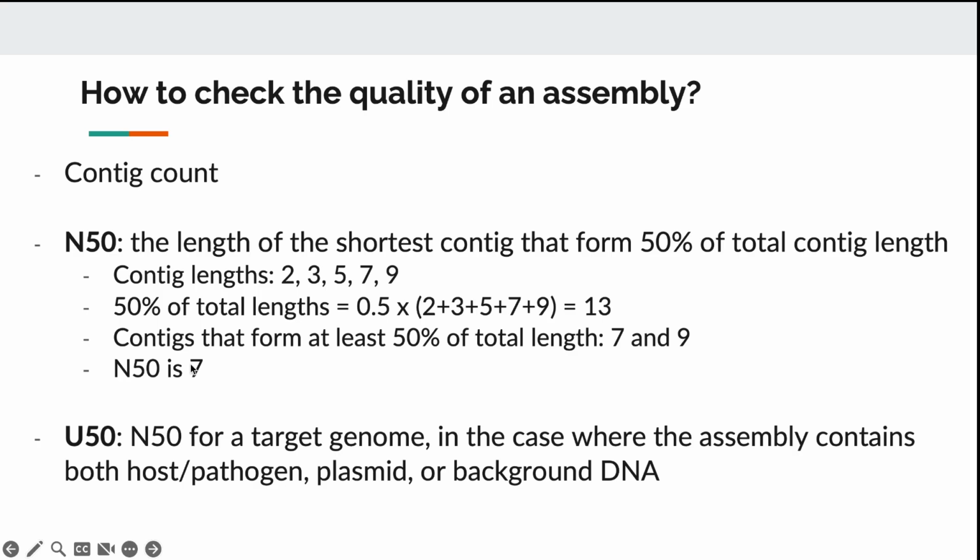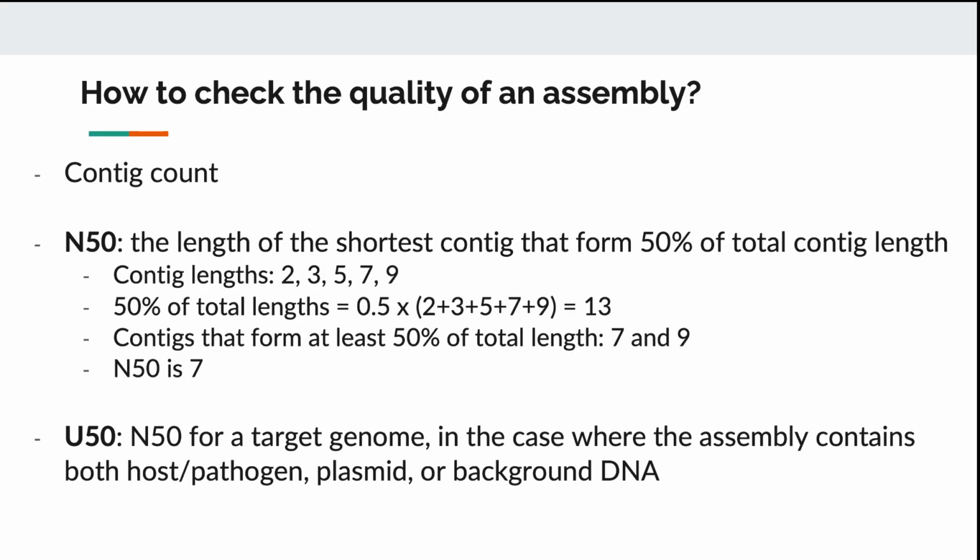So this number tells you that if it is low, like 1,000 base pair, then in order to cover 50% of your genome, you have to rely all the way down to short contigs that are 1,000 base pair long. And that sounds very bad. If you have to believe contigs that are as short as 1,000 base pair to cover 50% of your genome, then you are not going to have a good reconstruction of the genome.